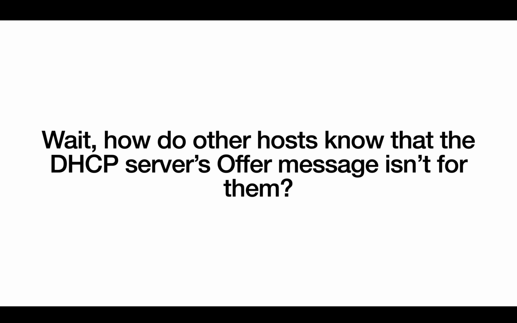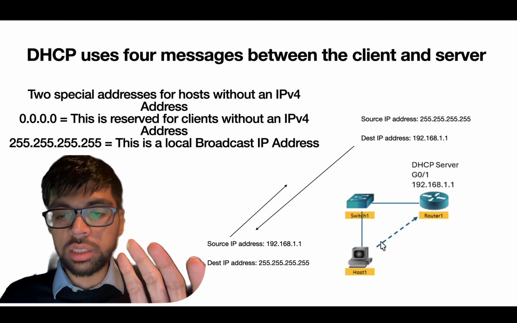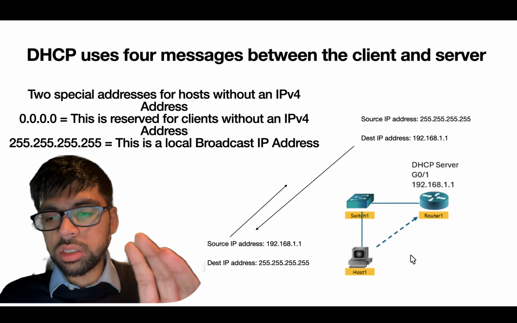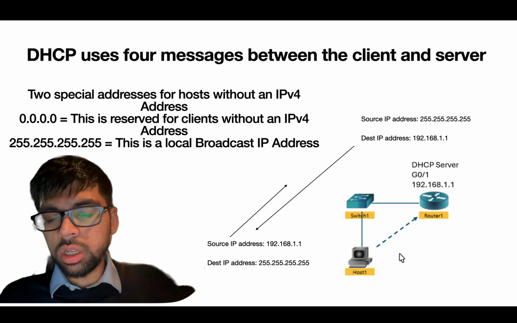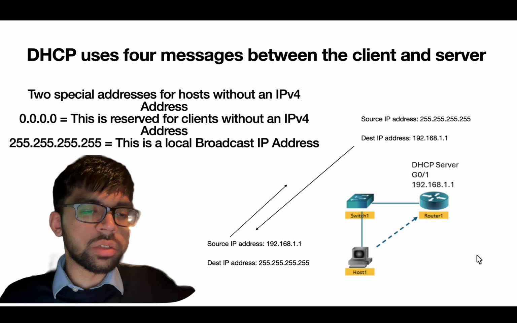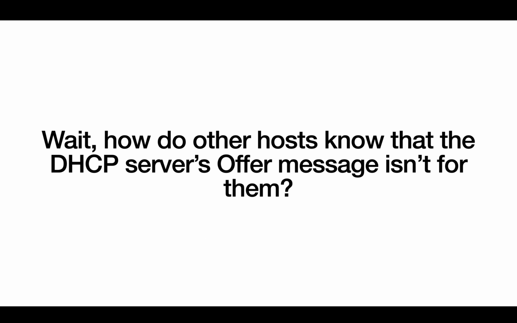But how do other hosts know that the DHCP server's offer message isn't for them? When the server sees that there's a host out there that needs an IP address, it says, I can see host 1, he needs my help, I'm going to send him an IP address. But how do the other hosts know, for example if you had hosts 2, 3, 4, 5, and 6 all connected here? Imagine if you had 6 hosts. How would the other 5 know that the offer message isn't for them? It's a very valid question.